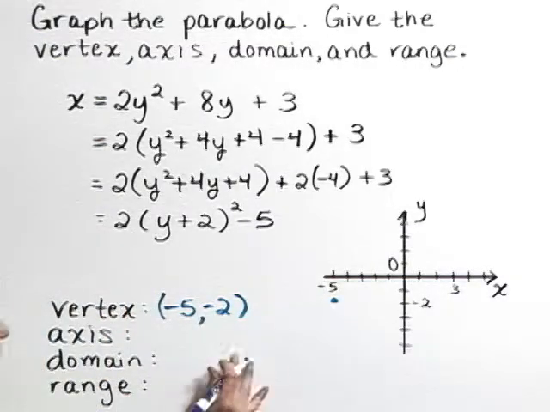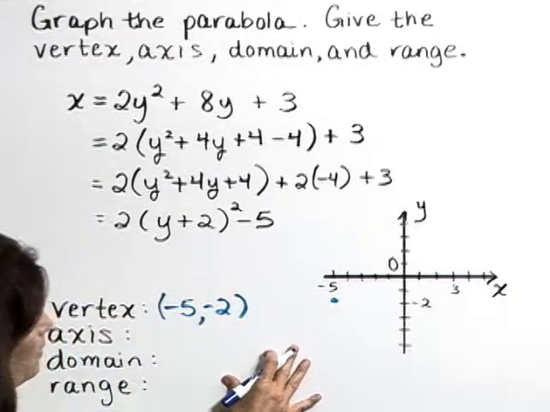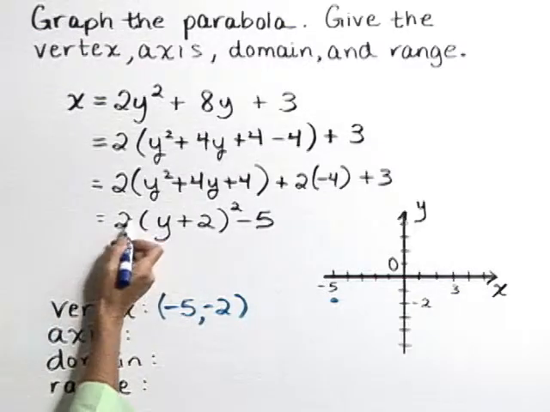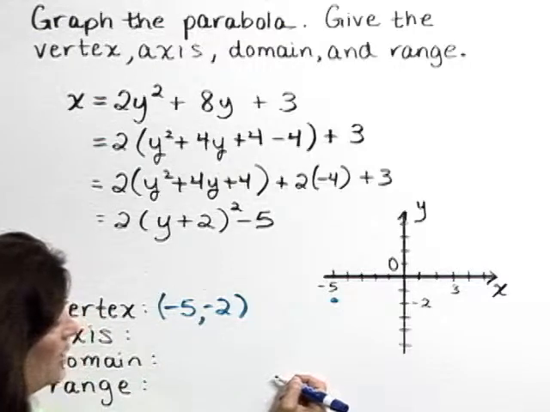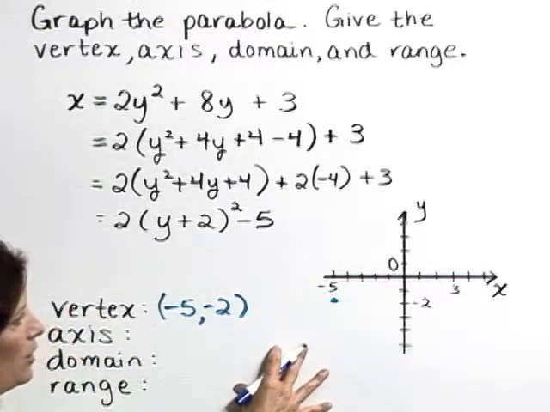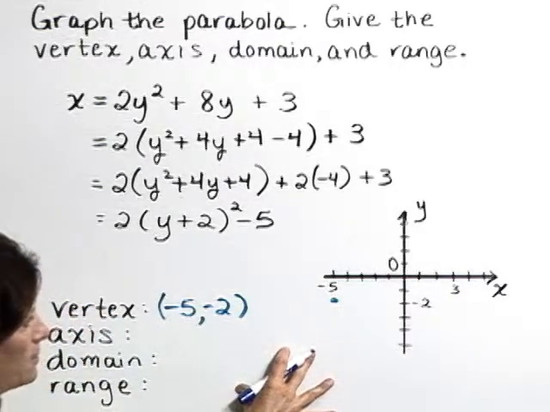As I mentioned before, this is a sideways parabola. It has a leading coefficient of positive 2. It's going to open to the right. I'd like to get just one other point on here to use as a reference point.